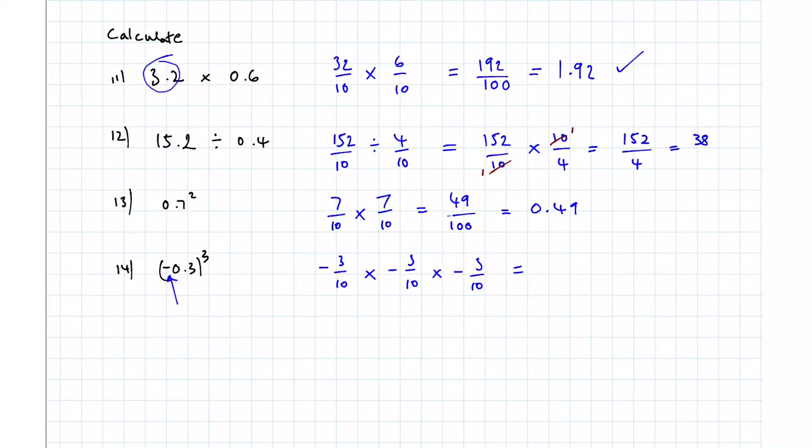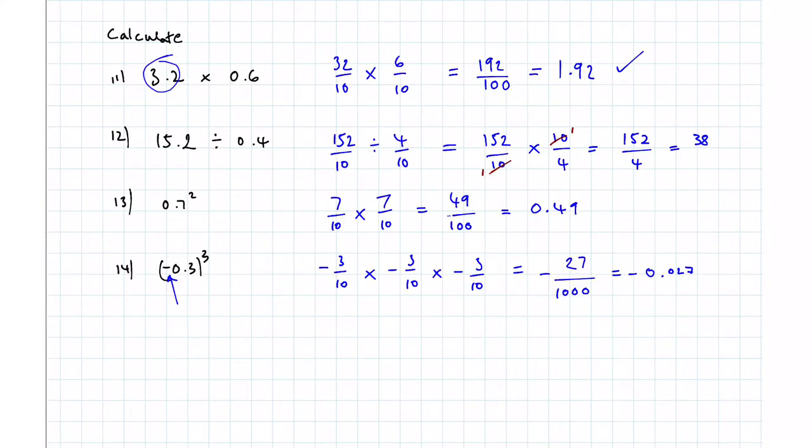3 times 3 times 3 on the top is 27. 10 times 10 times 10 on the bottom is 1000. That'll do. That's the right answer. If you want to write it as a decimal, 0.027. Think about the fact that if you divide 27 by 1000, you get 0.027. That's it for 14. Moving along, nearly done now with this homework.